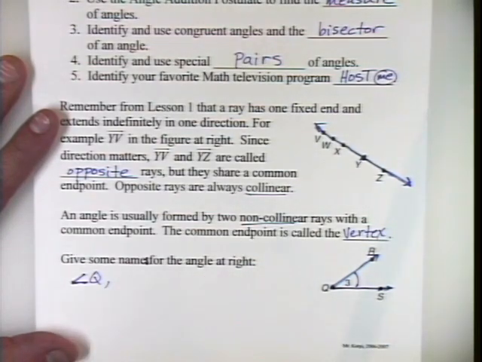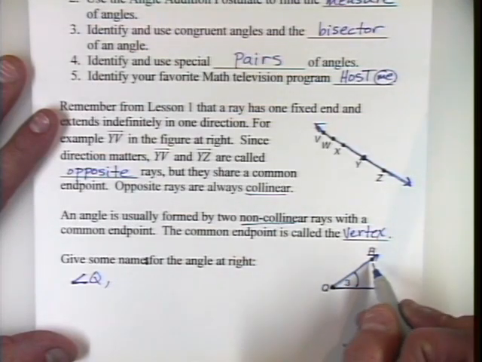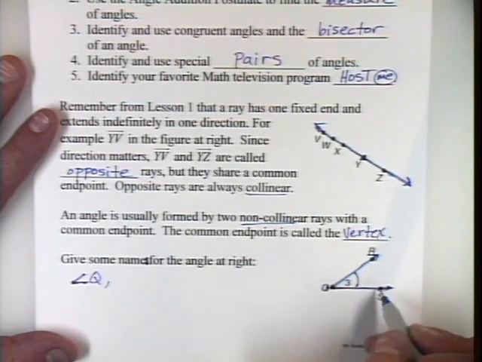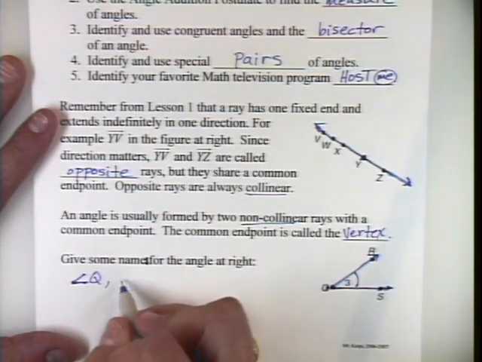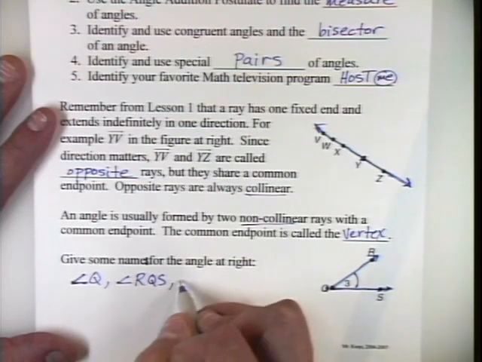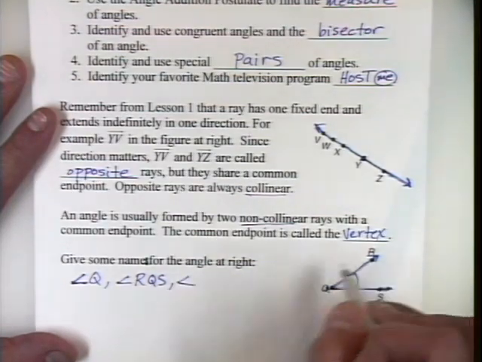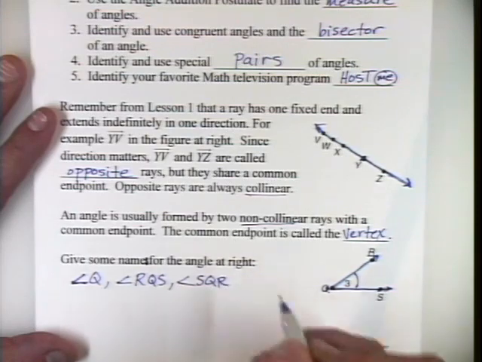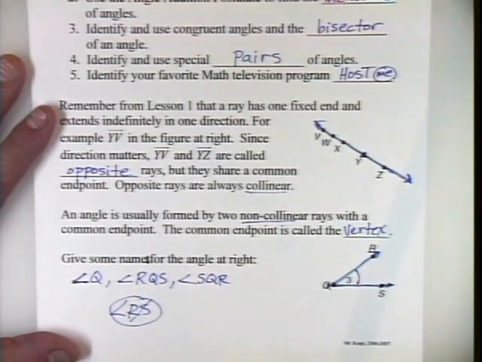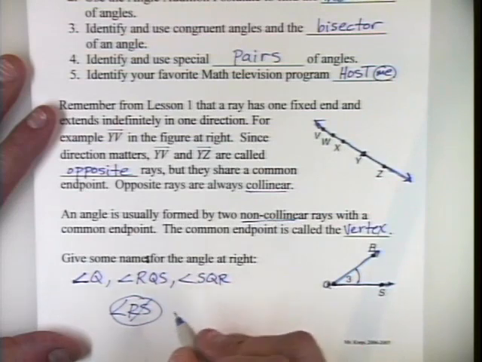We can also use a 3-point notation. If we do that, we're going to start with one of the points on the rays. The vertex is always in the middle, and then the other point is at the end. So we can call this angle RQS, or equivalently, angle SQR. What we cannot do is call this angle RS. That is a big no-no. We can't just use the 2 points. We have to have 3 points or 1 point. And similarly, we cannot call this angle SR.